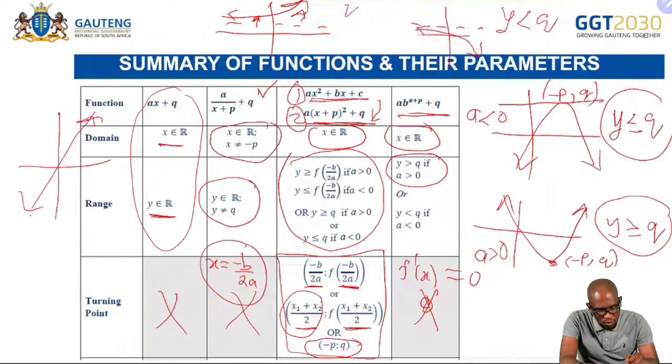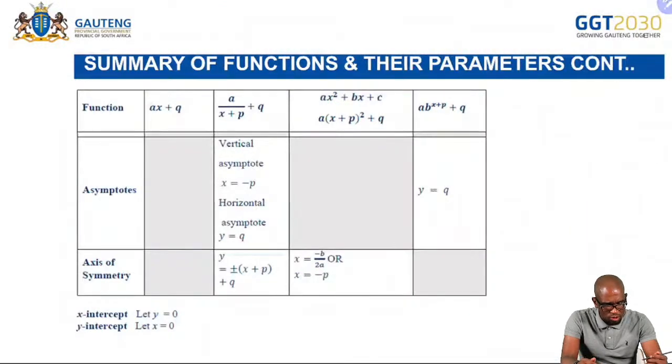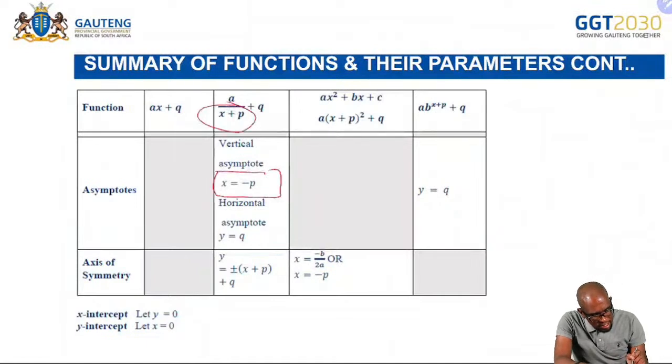But here it would be y greater than q, because this is defined above the asymptote, but here you can see it's defined below the asymptote. So those were the parameters that we actually look at. Obviously we have the asymptotes. The asymptote for the hyperbolic function, you can see that this is x plus p.